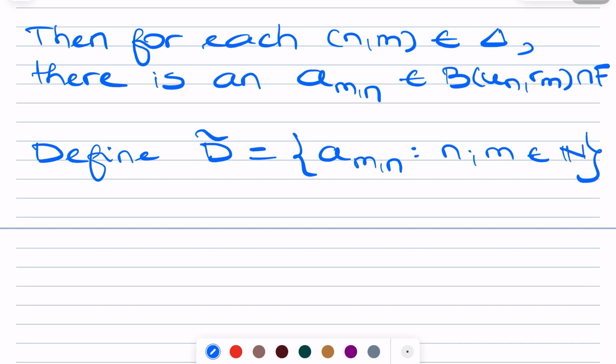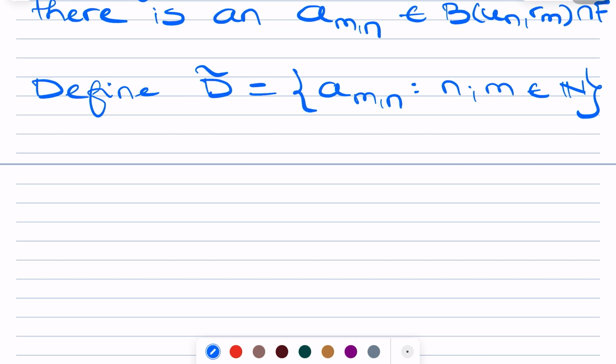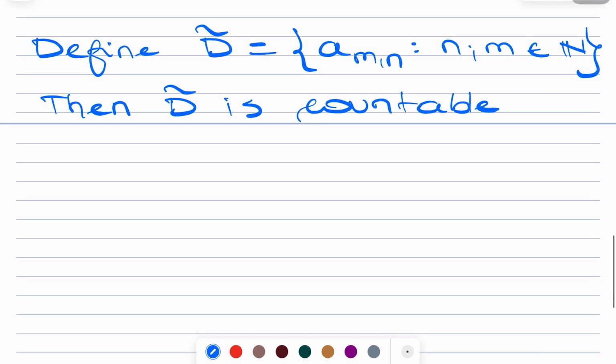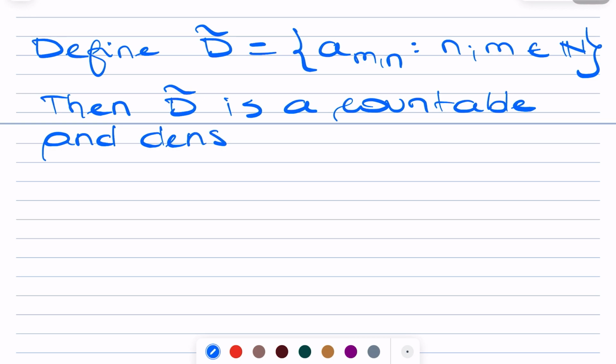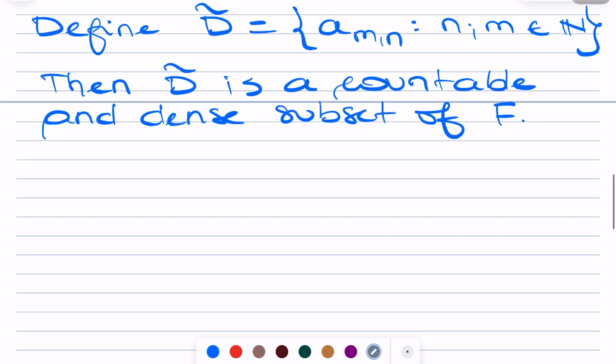So then, by definition, G tilde is actually countable, right? So G tilde is countable and dense, a countable and dense subset of F. I mean, it is obvious that G tilde is countable. So denseness, I mean, we just write it.